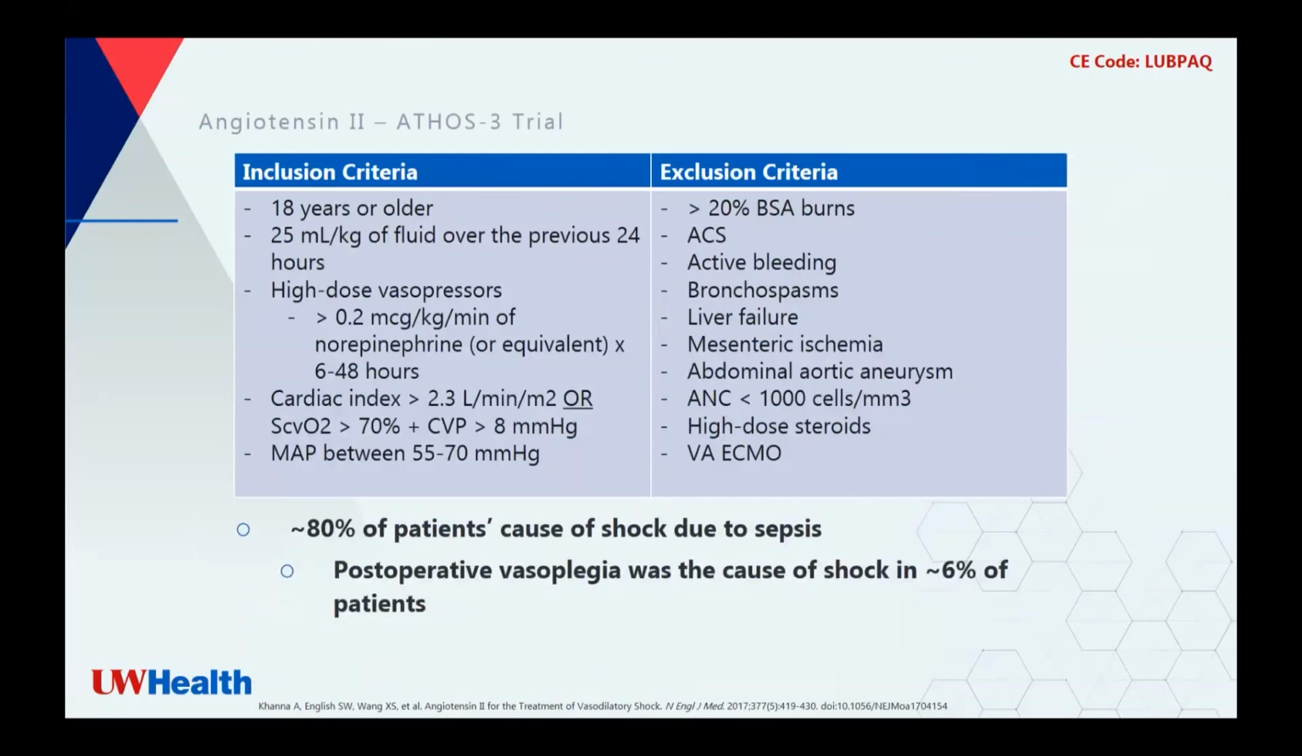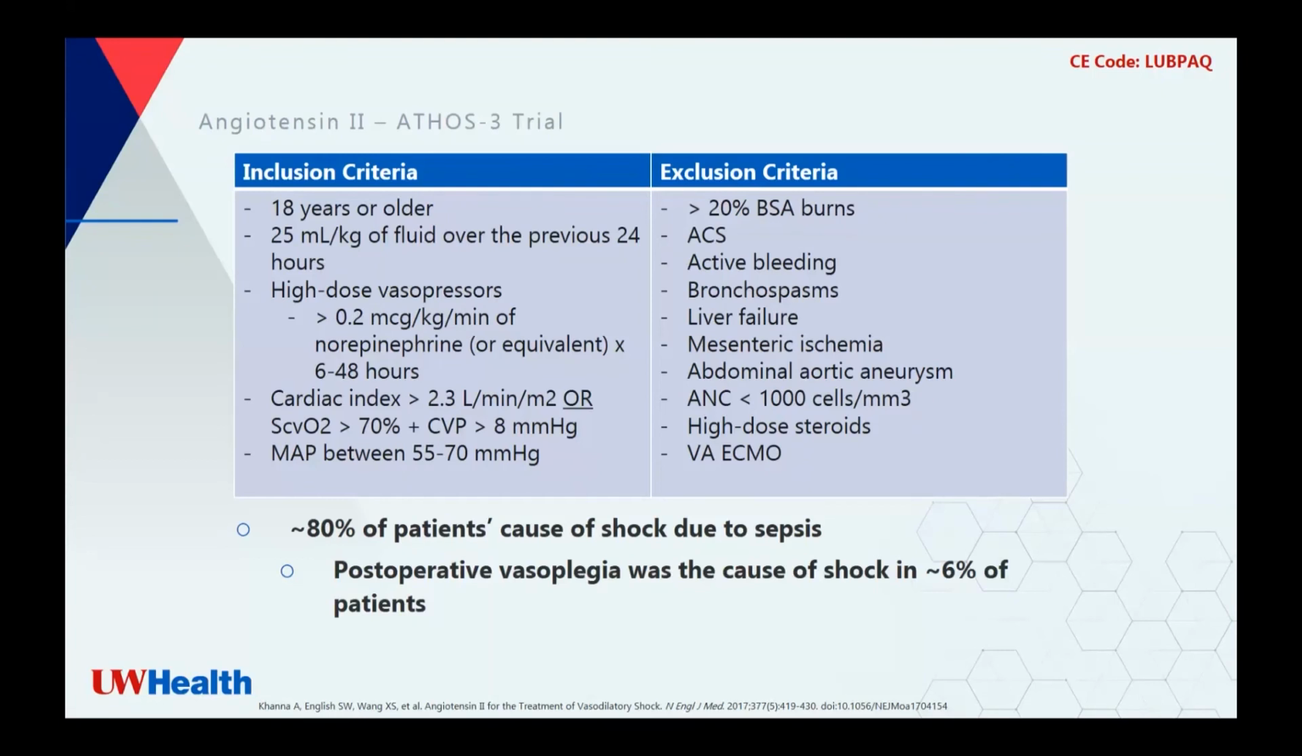Patients were included if they were adults who had at least 25 mL per kg of fluid over the previous 24 hours to ensure adequate fluid status. They also had to have a MAP between 55 and 70. And again, a cardiac index of greater than 2.3. They also had to be on high-dose vasopressors for at least 6 to 48 hours, which was considered greater than 2 mcg per kilogram per minute of norepinephrine equivalents.